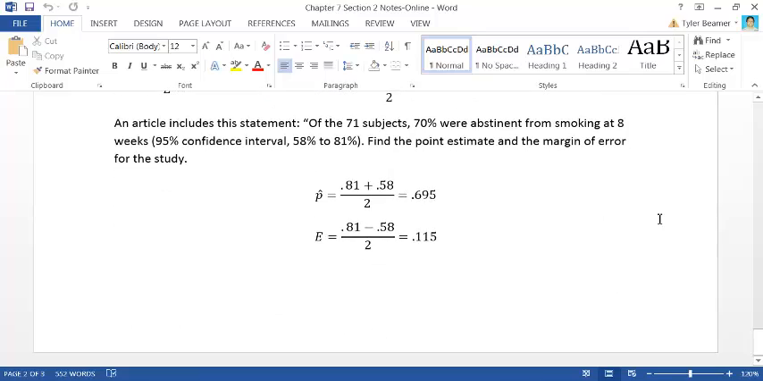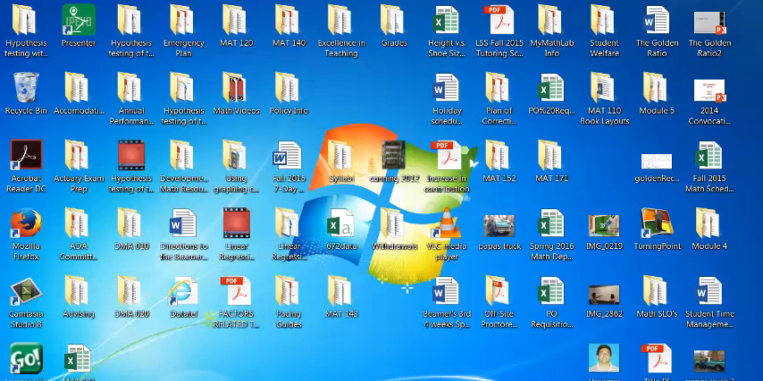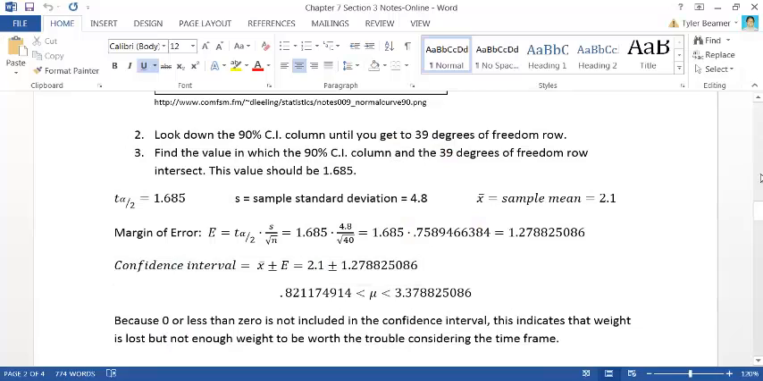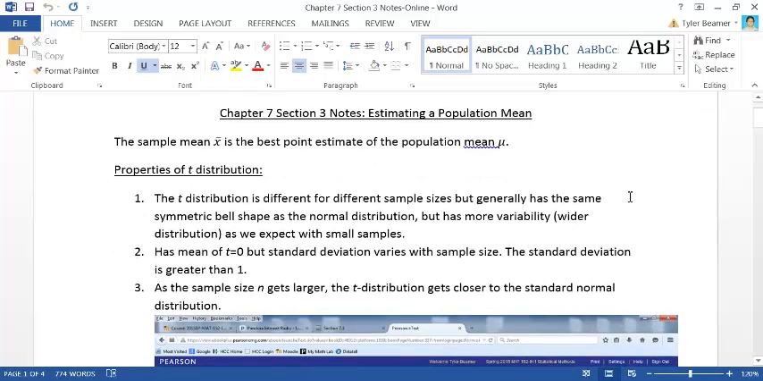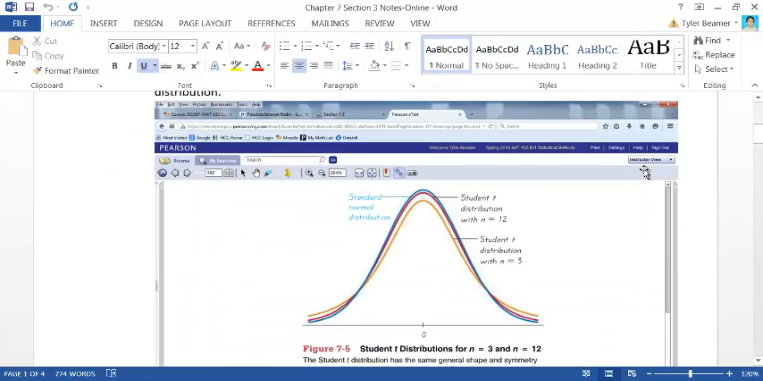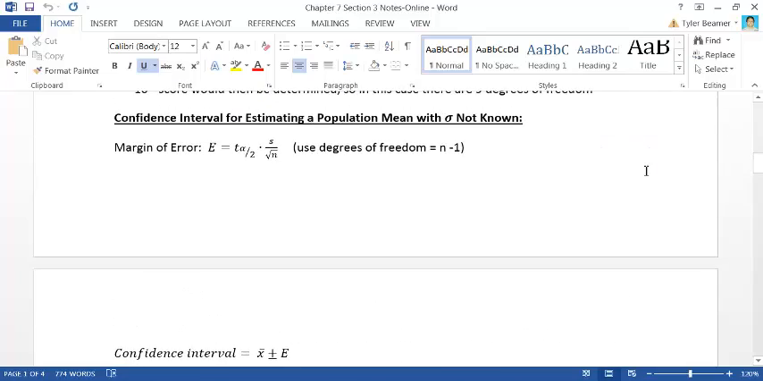Okay. I also wanted to take the time to show you how to do confidence intervals with the mean using the graphing calculator. So I'm switching over to the Chapter 7, Section 3 notes, estimating a population mean. We're going to do a couple of examples here. This is an example of finding the confidence interval, estimating a population mean when sigma is not known, which is what is usually the case.